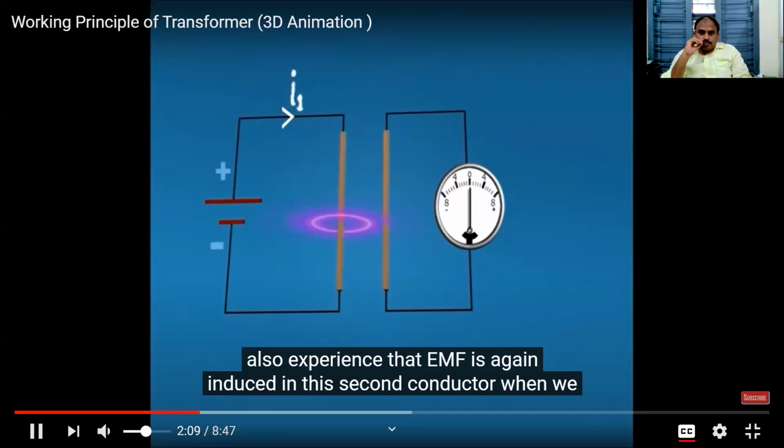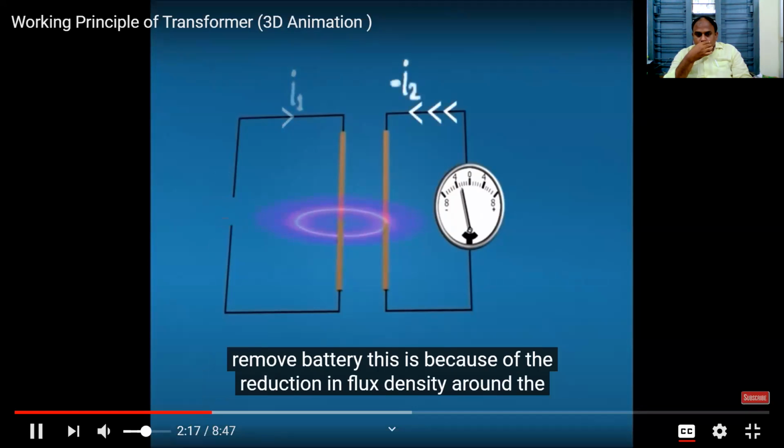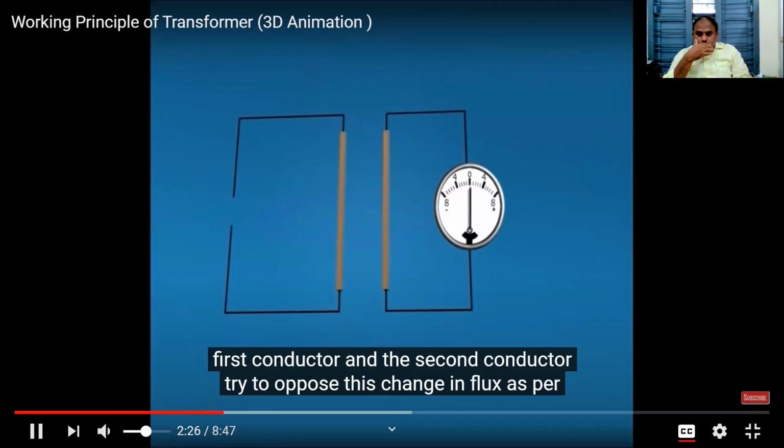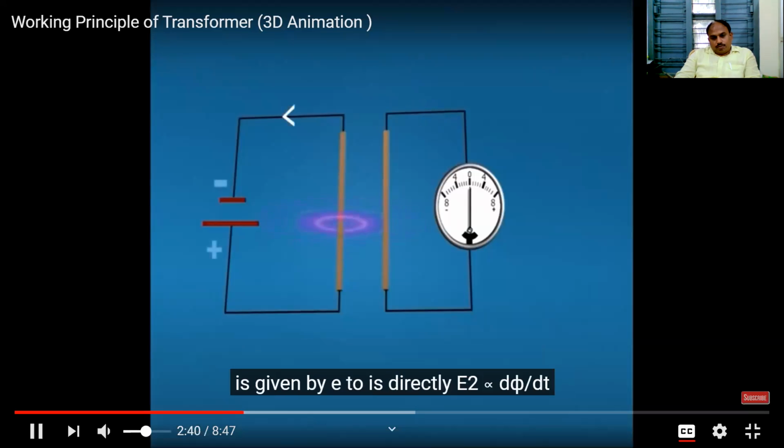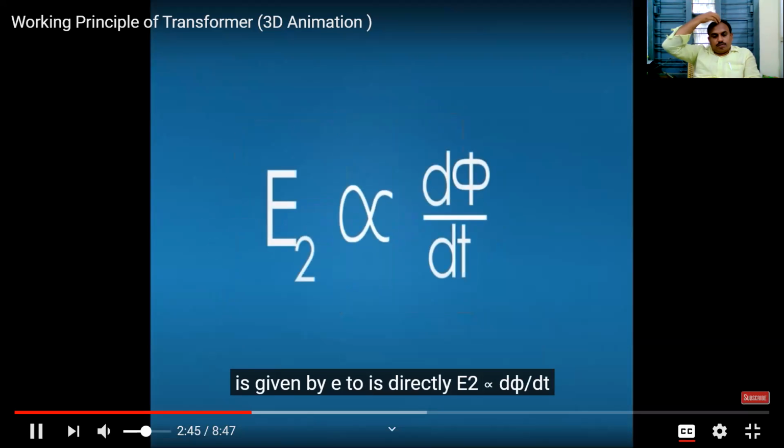Further, we can also see that EMF is again induced in the second conductor when we remove the battery. This is because of the reduction in flux density around the first conductor, and the second conductor tries to oppose this change in flux as per Faraday's law of electromagnetic induction. The magnitude of the induced EMF is given by E2 directly proportional to d phi by dt.